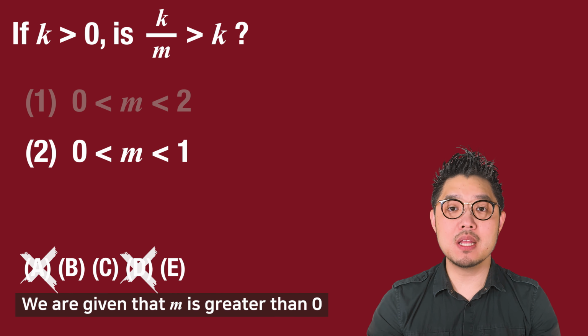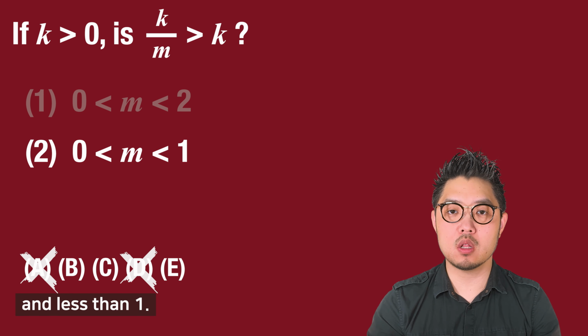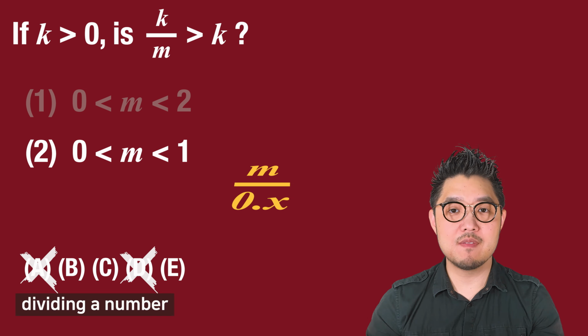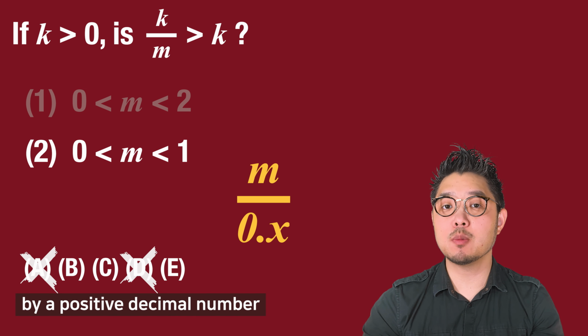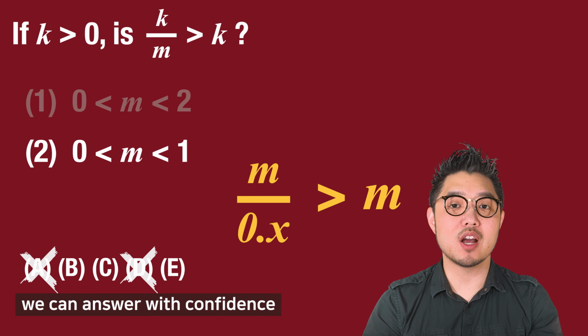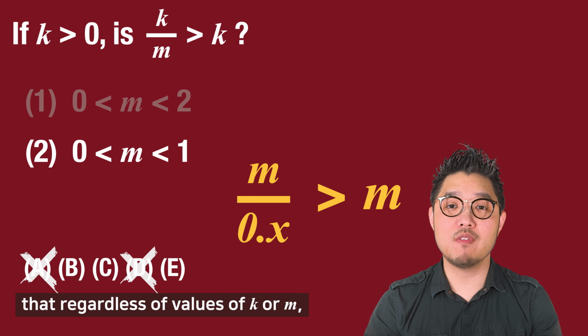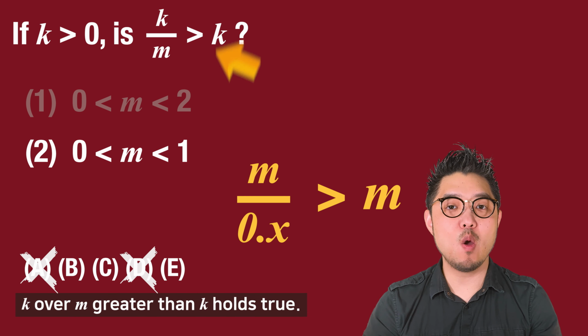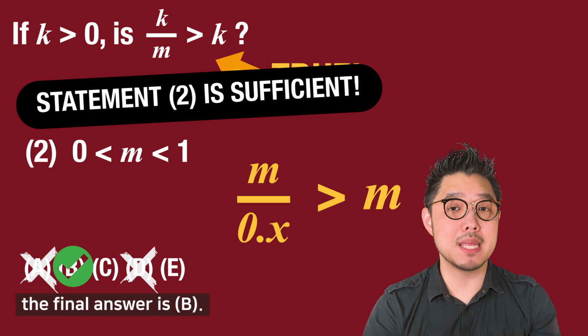We are given that m is greater than 0 and less than 1. As I have mentioned just before, dividing a number by a positive decimal number will make the number greater. Therefore, we can answer with confidence that regardless of the values of k, k over m greater than k holds true. Statement 2 alone is sufficient. Therefore, the final answer is B.